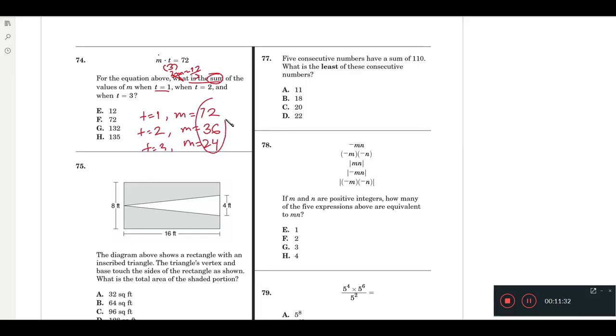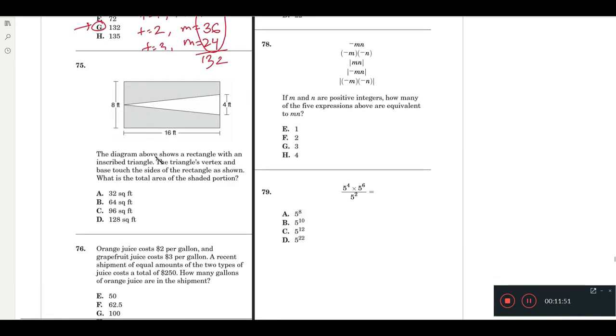Sum of the m's. You add all of those. What do you get? 72 plus 36 plus 24 is 132. It's going to end with unit digit 2, so I know this is the answer, but you can add literally. Any question about 74? No. I understand. Very good.